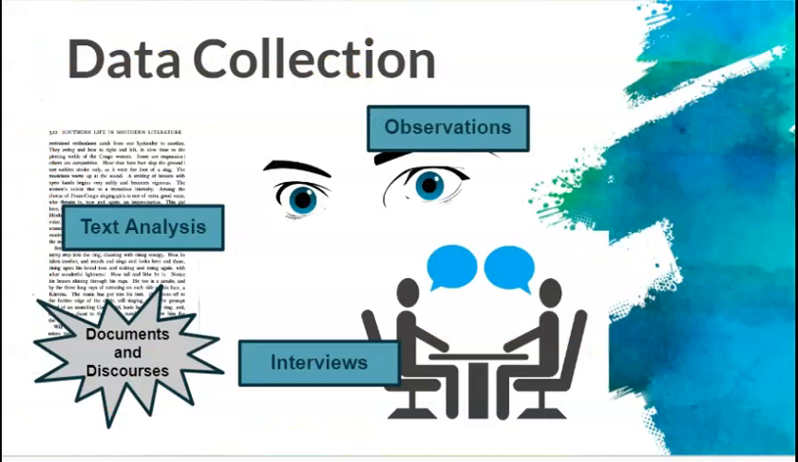Now let's talk about data collection. In collecting data, there's several ways that we can collect data in qualitative research. Here's three of the ways. One is we can analyze text. We can look at documents and discourses that already exist.